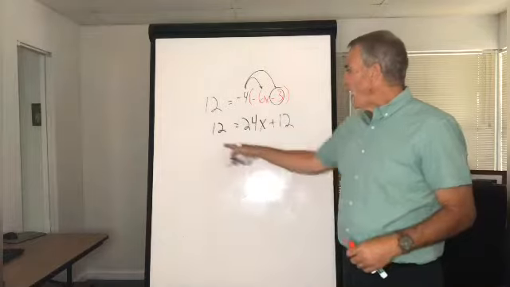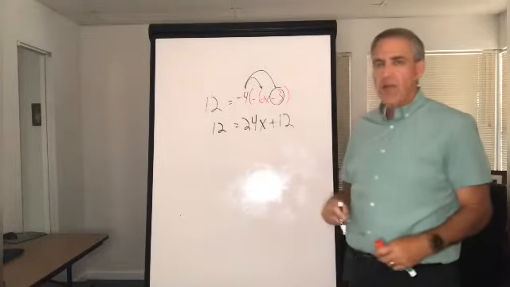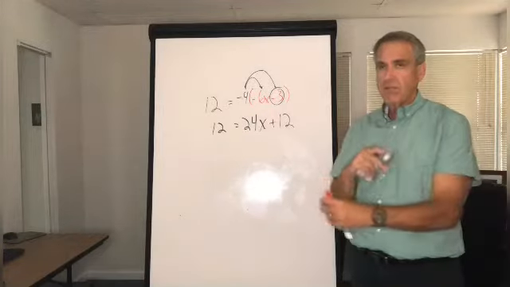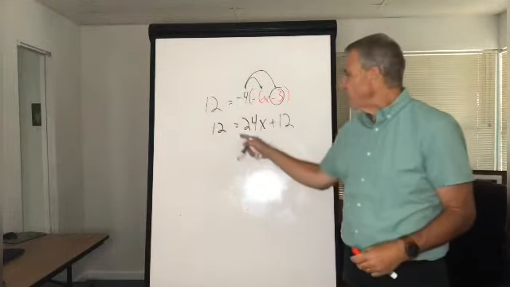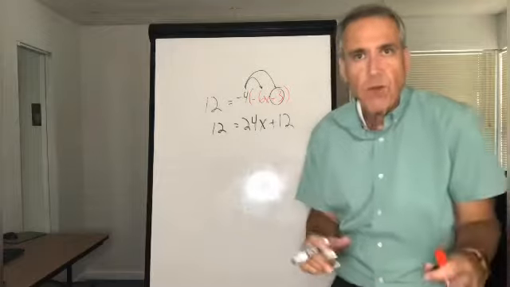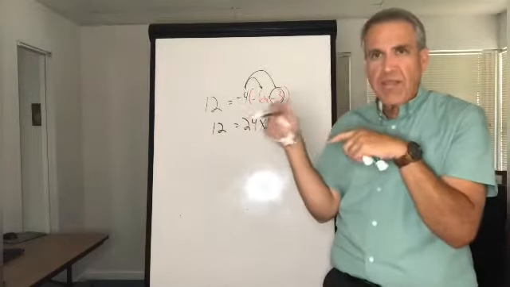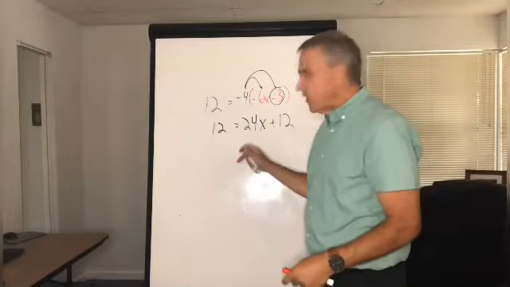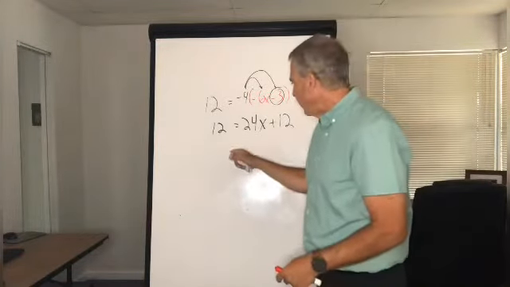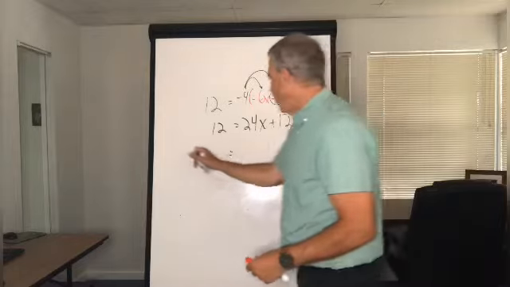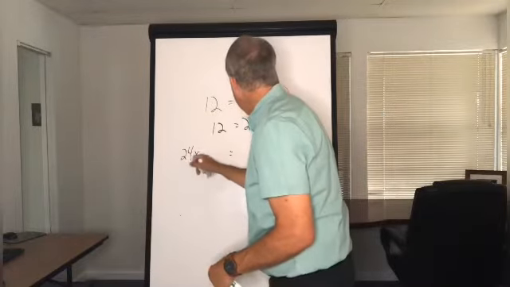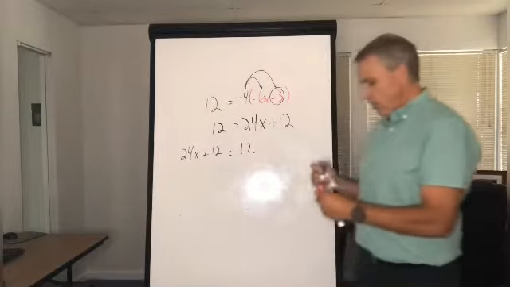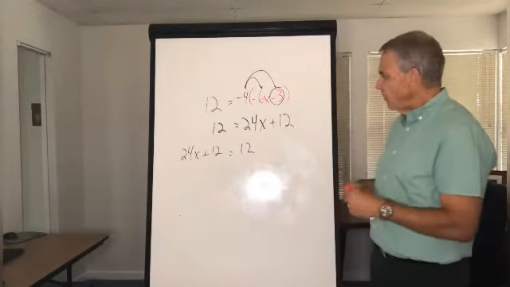Since there's no x's on the left and there's x's on the right, I'm going to just flip this problem around. And with an equal sign, I don't even need to pay for it. If it was greater than or less than with the arrows, I'd have to flip my sign too. Here, there's nothing to flip. There's an equal sign there. Look at this. 24x plus 12 is equal to 12. Look at that, man. I just flipped them.